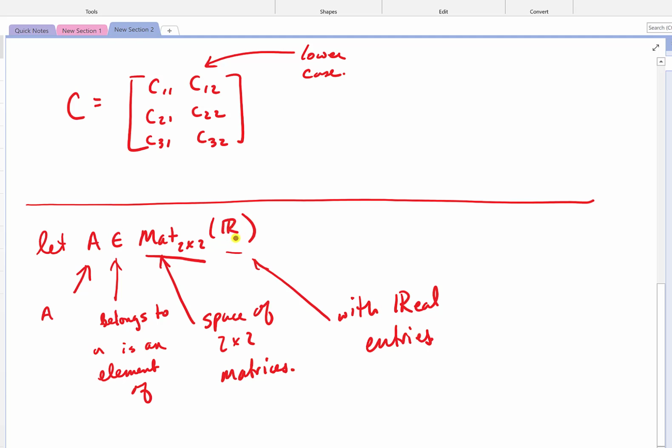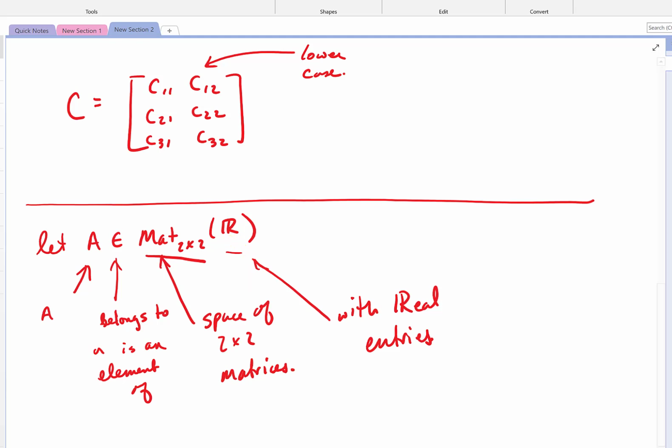So this symbol here, that's our symbol for the real numbers, that tells us that the entries in whatever matrix we're looking at are all real numbers, as opposed to complex numbers, or as opposed to functions, or as opposed to derivative operators or something like that. So we're saying this matrix has real valued entries.